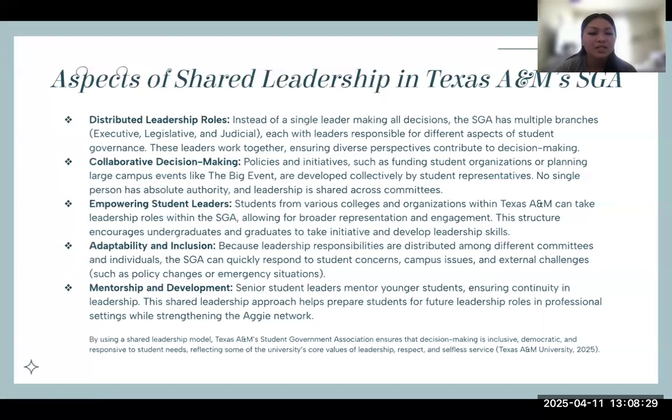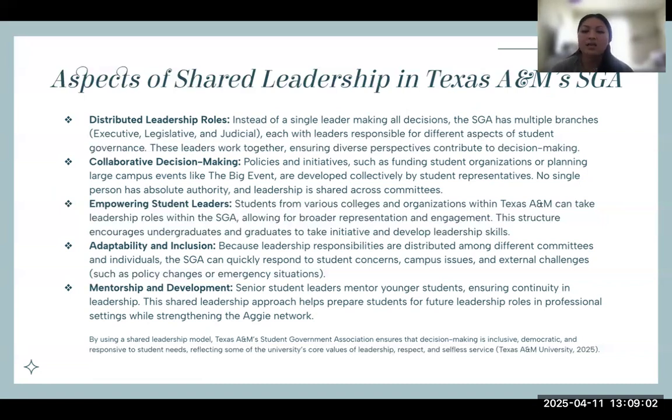The SGA is made up of three branches: executive, legislative, and judicial, just like our national government. Each branch has different responsibilities and leaders who work together to represent the student body. For example, while the executive branch may focus on student outreach or event planning, the legislative branch might handle budgets and policy decisions, and the judicial branch ensures fairness and upholds rules. This division of leadership roles allows more voices to be heard and encourages diverse perspectives in every decision made.